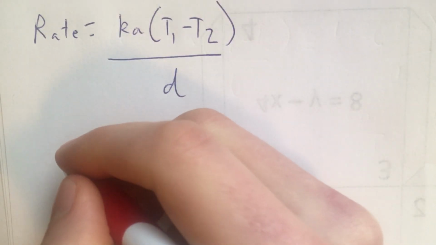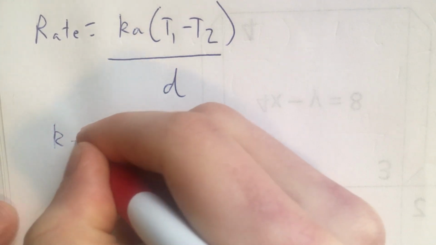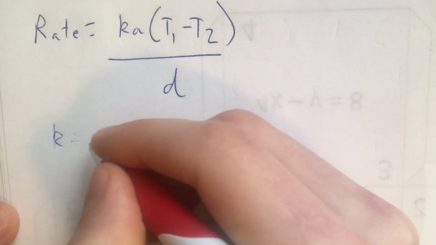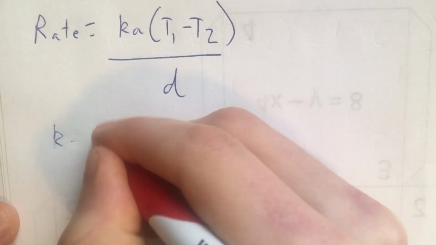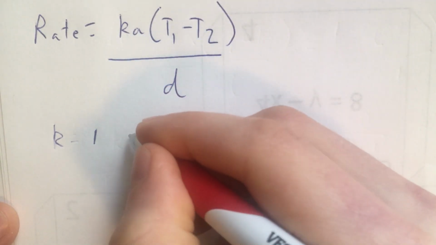So, as is always the case, we want to write down all of our givens. So we have K, and we were told that the thermal conductivity of glass in this scenario is 1. We have A.